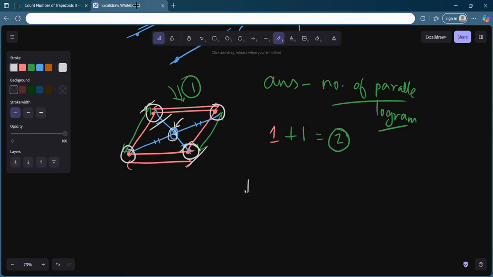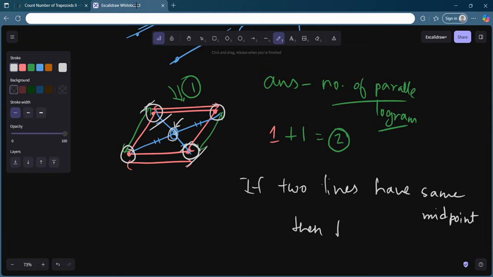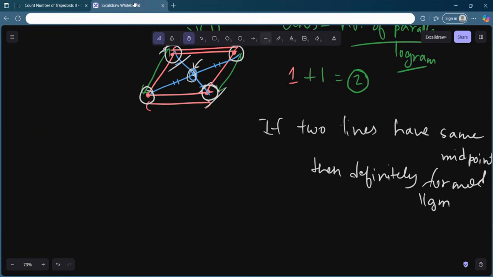So you see that if two lines have the same midpoint, then definitely they form a parallelogram, right? So how can you tell this?